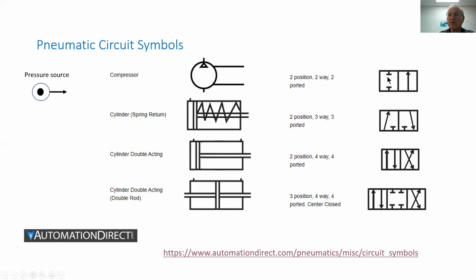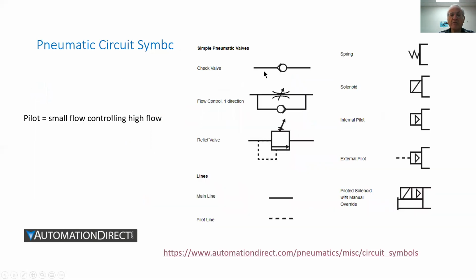We have here a two-position, two-way valve. We have over here a two-position, three-way valve, with ports 1, 2, and 3. Over here we have a two-position, four-way valve, with ports 1, 2, 3, and 4. And this is a three-position, four-way valve, with ports 1, 2, 3, and 4, as we saw earlier. Here are some more examples of check valves.